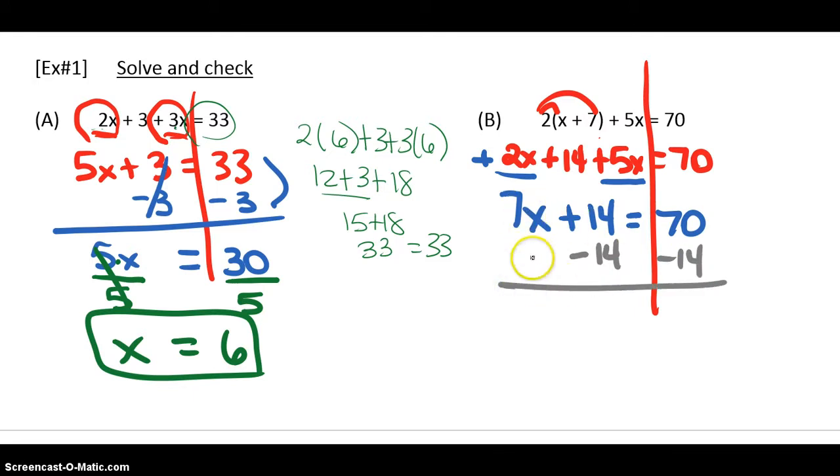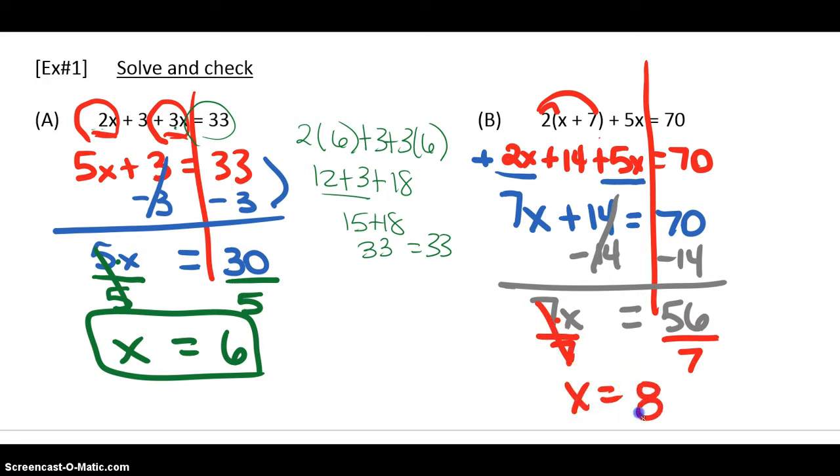So I bring down on the left-hand side 7x. This is gone. That went to 0. Bring down my equal sign, and 70 minus 14 is 56. So then at this point, I want to see what number times 7 is 56. How do I get rid of times? I divide, and therefore x equals 8.